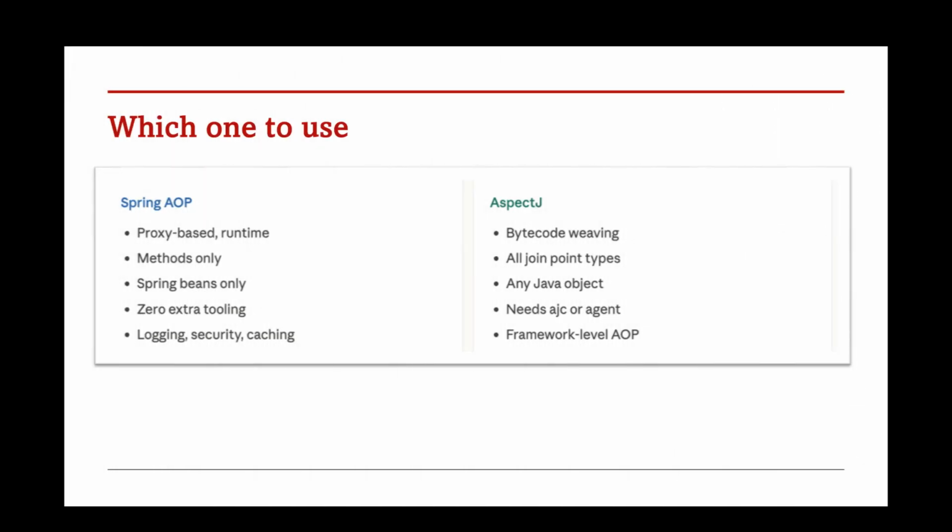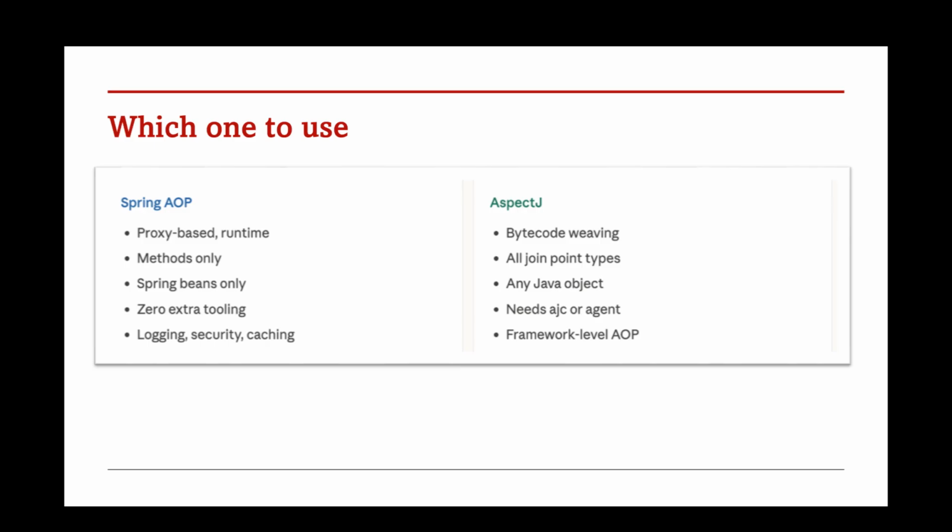Alright, now let's answer the most practical question. Which one should you actually use? Let me break it down clearly. Use Spring AOP when you are working with Spring managed beans. You need to intercept method calls only. You want zero extra tooling, no special compiler, no JVM flags.